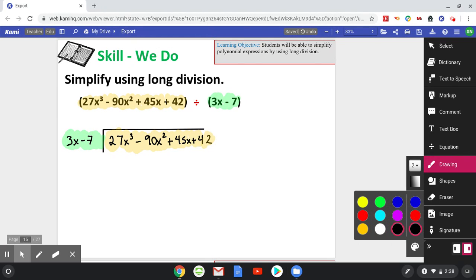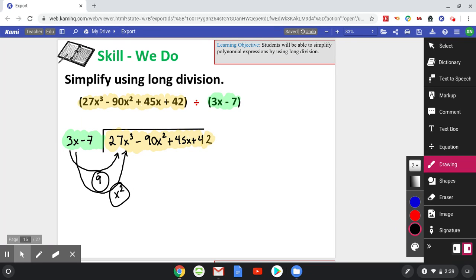So let's start by identifying which number do I need to multiply times 3 to get 27. That number is 9. What number do I need to multiply x by to get x cubed? The answer is x squared. So this 9 and this x squared will be going as part of the quotient. Where does it go? Well, we are looking at an x squared, so we need to line it up with the x squared. 9x squared.